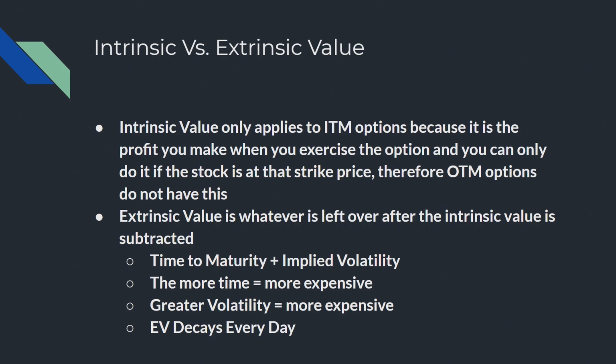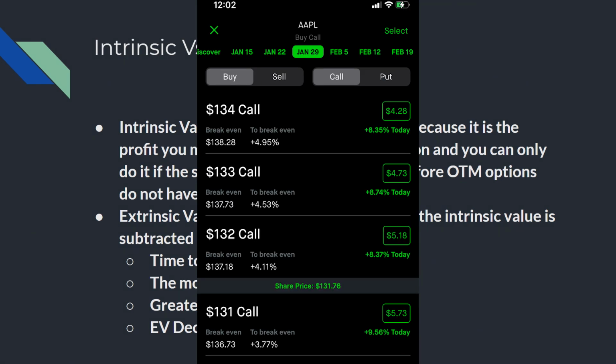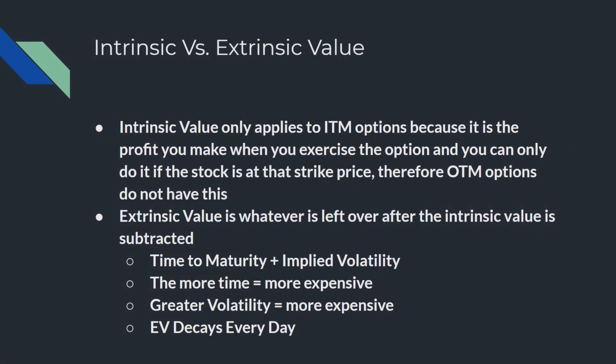The more time you have to maturity, so the farther out expiration dates you go, let's say we go to January 29th, the contracts are going to cost a lot more than the January 15th, because we have more time for that contract to actually get to that strike price. January 15th, we don't have a lot of time for Apple to get to 133, but you notice at the January 29th expiration date, it's a lot more expensive because we have 2 more weeks for it to get there. So that is why further out contracts cost more.